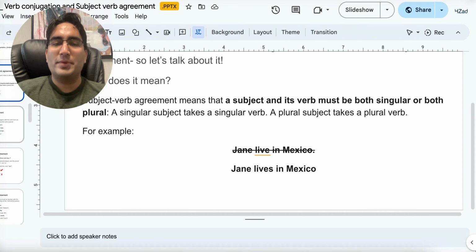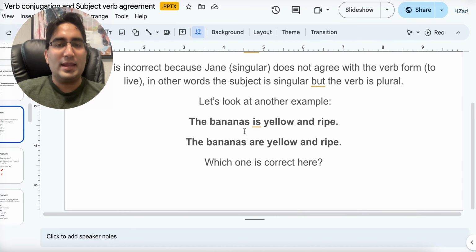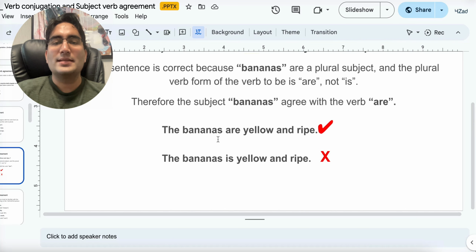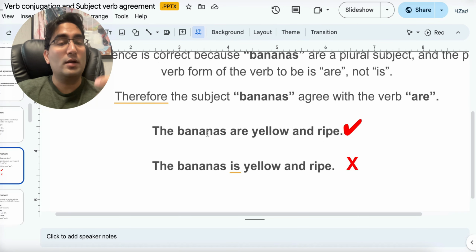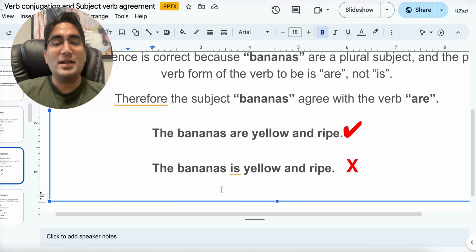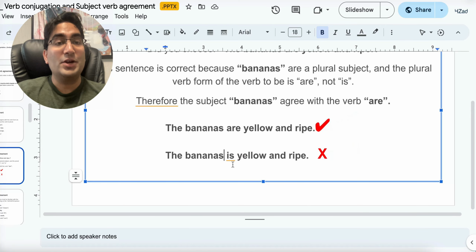Okay, let's explore some other examples. In this case, we see the bananas is yellow and ripe versus the bananas are yellow and ripe, which is correct. Guys, the second one is correct. The bananas are yellow and ripe. So why? Because the bananas are plural. Whenever it's plural, you say are. When it's singular, you would say is. In this case, it is not singular, so if I say is here, it's wrong. If I said the banana is one banana, that would have been okay.